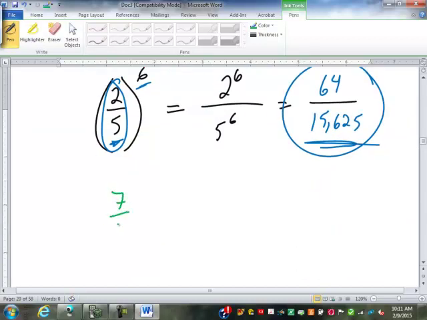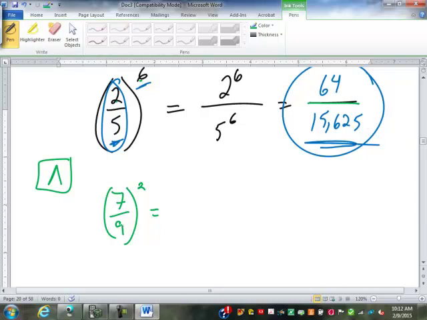Wait, how do we do powers again on the calculator? Yeah, you have a caret key. So you do 2 caret 6. It equals, gives you 64. Then 5 caret 6 gives you the 15,625. It doesn't really look much like a caret, but for some reason they call it that.